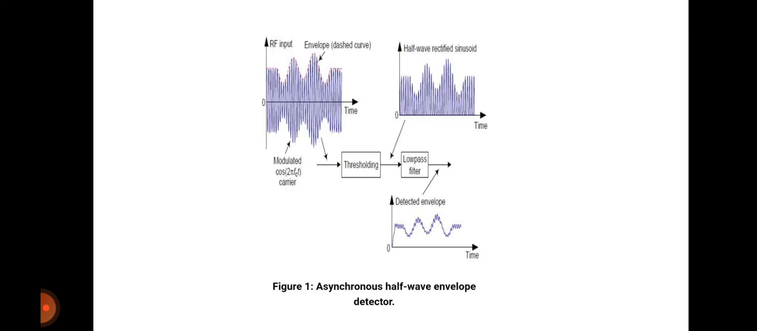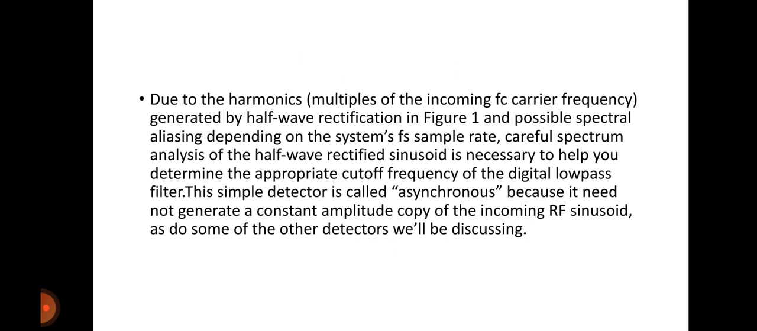This is done by using the asynchronous half-wave envelope detector. Due to the harmonics generated by the half-wave rectification in figure 1 and possible spectral aliasing depending on the system's fs sampling rate, careful spectrum analysis of a half-wave rectified sinusoid is necessary to help you determine the approximate cutoff frequency of the digital low-pass filter. The simple detector is called asynchronous because it need not generate a constant amplitude copy of the incoming RF sinusoid, as some of the other detectors we will be discussing do.